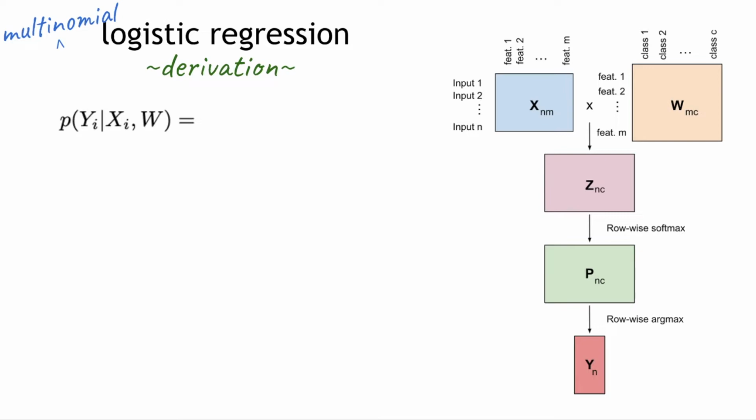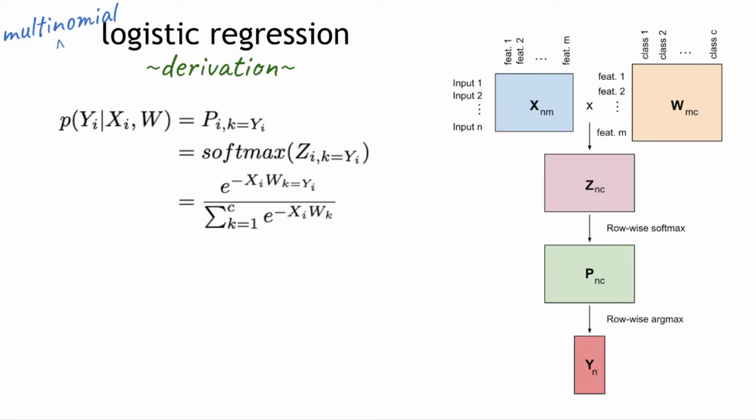First, choose any person i and class k, and we see that the probability of that person's outcome being yi, or that class, given their input and the weight matrix, is the corresponding probability from the previous matrix, which is the softmax of the corresponding value from the Z matrix, which is given by this formula.